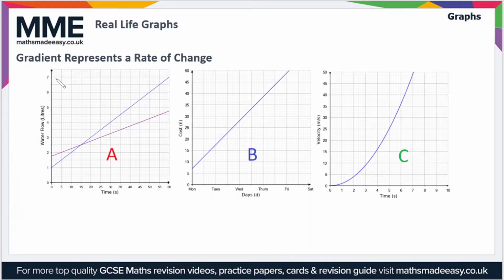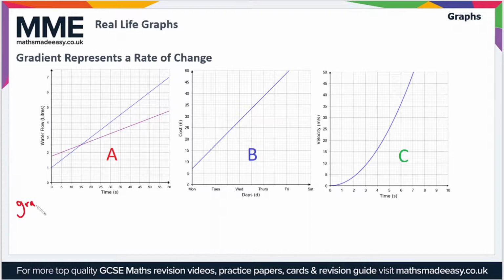So in this video we'll be looking at graphs that depict real world situations, and we'll specifically be looking at their gradients. Now in the graphs we'll see today, all of the x-axes are some form of time. It might be seconds, it might be days, but whenever you have a graph with something plotted against time, the gradient will always represent the rate of change. So let's look at these graphs A, B and C, starting with A.